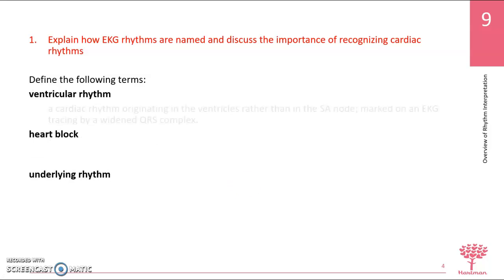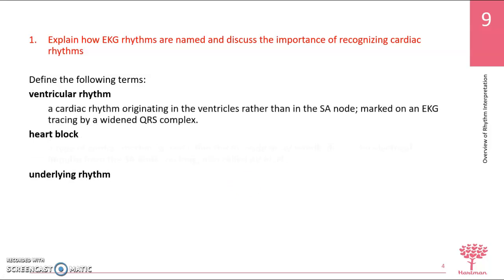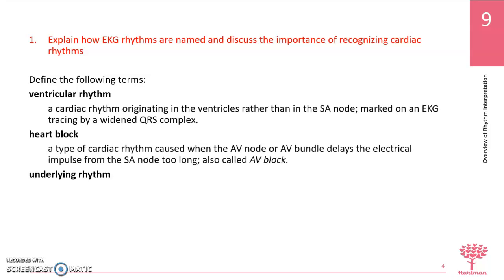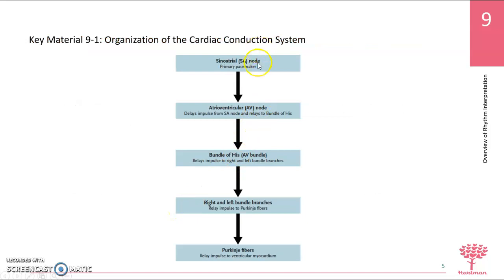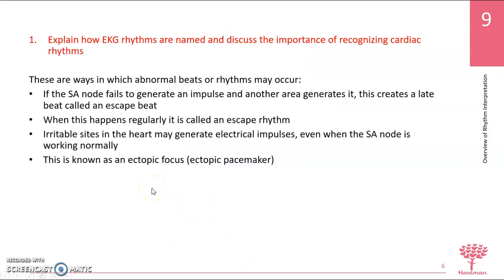Ventricular rhythm, it's starting in the ventricle, which is abnormal. And then heart block is where the AV node and the bundle is actually delayed because there's a block of that electrical impulse through the heart. And then underlying rhythm is the basic rhythm of a patient's heart, separate from the abnormal beats or complexes. So this is the complex we've been talking about, and you should know this by now, how this whole sequence goes.